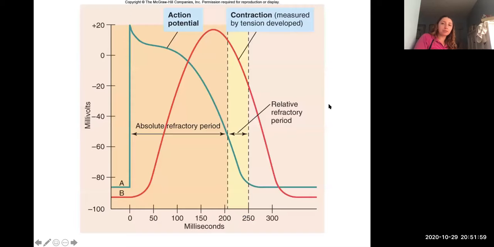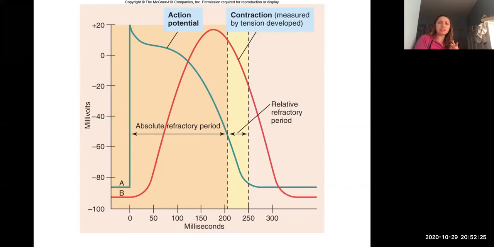All right, so this is what she was talking about. She stated that the heart should never be able to tetanize, and tetanize means constantly contract, because if it does that, then you're dead, basically. So you don't want that. We don't like that. And that never happens, because we have a long absolute refractory period in the nodal cells.